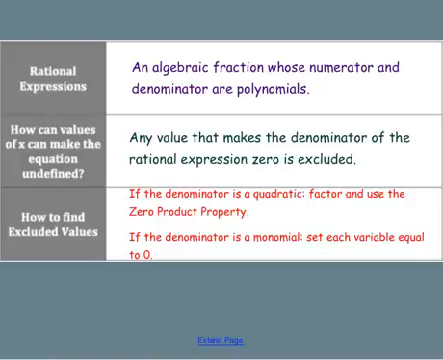So a rational expression is an algebraic fraction whose numerator and denominator are polynomials, meaning they have x's in them. It's not just a fraction; they have expressions on top and bottom.